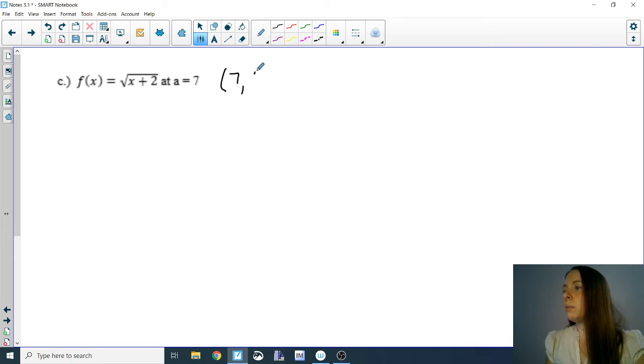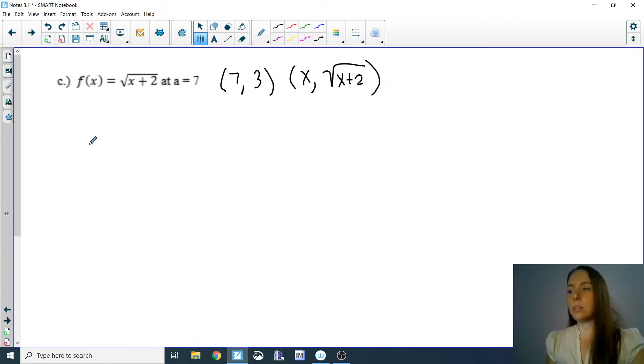We're not going to use plus or minus here. We're just looking at that as the positive root because it's a function. f of x is the positive root of x plus 2. Okay, now the second ordered pair will be x comma root x plus 2.